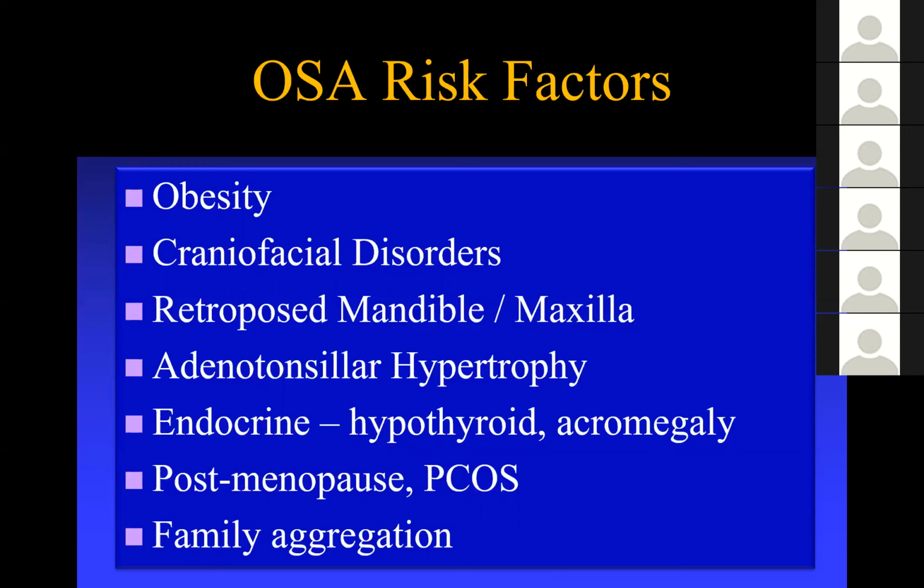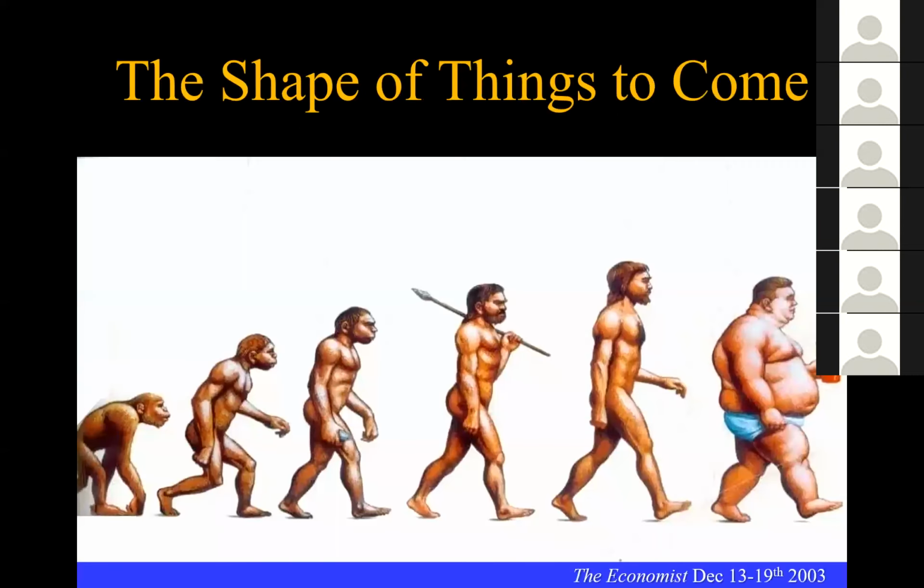And then postmenopause, we talked about. Polycystic ovarian syndrome, they don't all have obstructive sleep apnea, but it's a risk factor. And then for reasons that we don't know much about genetically, could be facial structure as well as other things, family aggregation. There could be decreased reflexes in the upper airway, but that's under study right now.